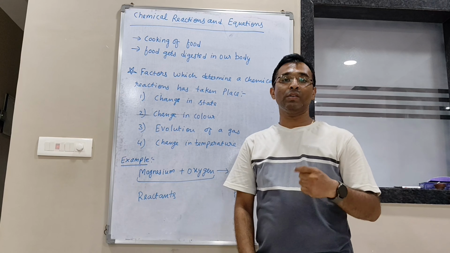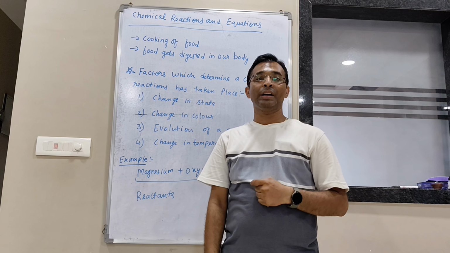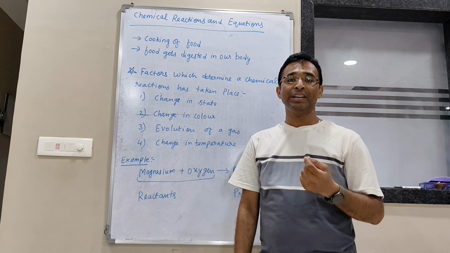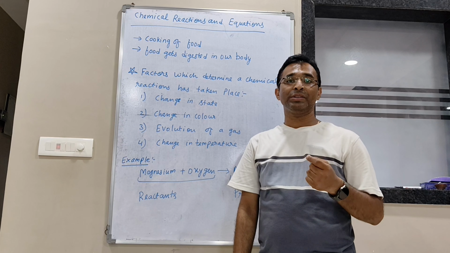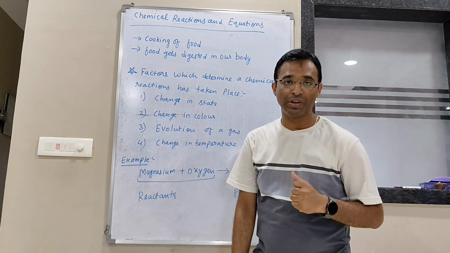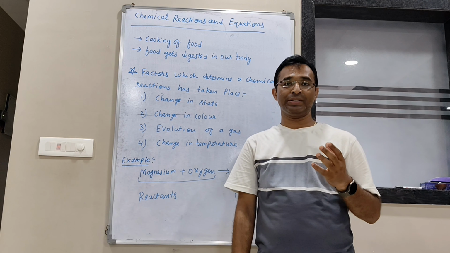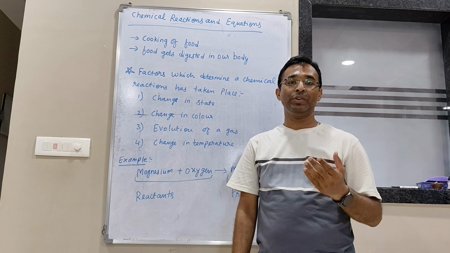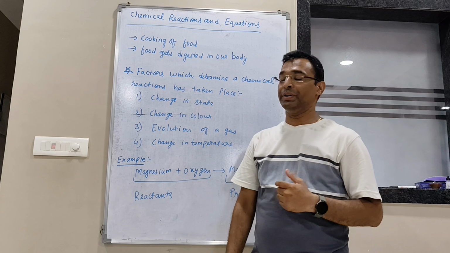So first is cooking of food. How is food cooked in our houses? Basically it is a chemical reaction in which, if you see a simple example, water gets boiled and its state gets changed from liquid to solid when it is heated. So this is a form of a chemical reaction where the state of water is being changed from liquid to vapor in case we are boiling our food.